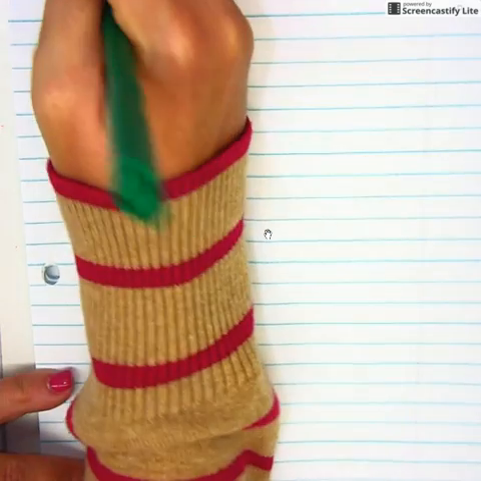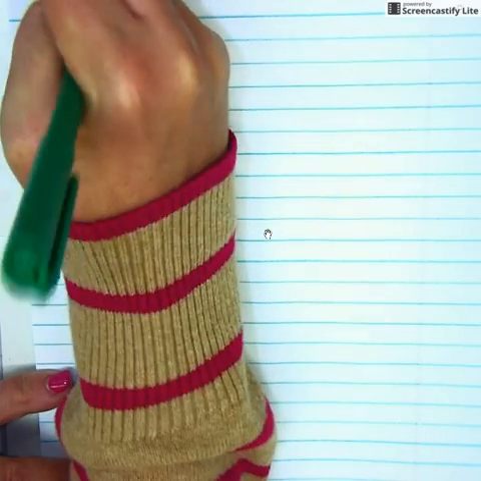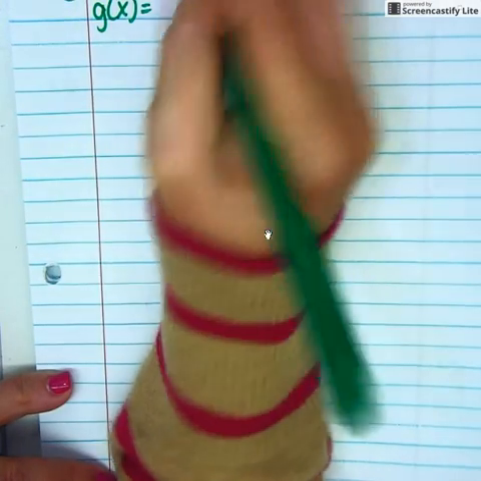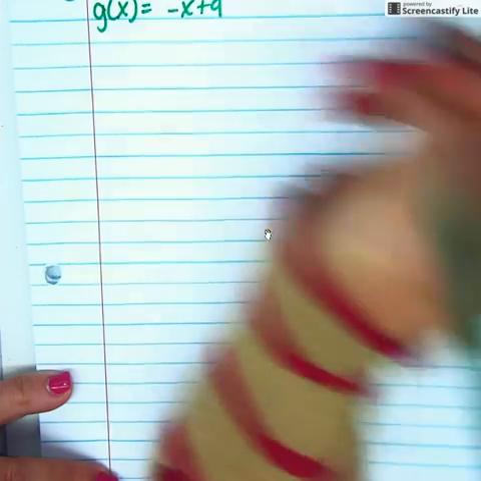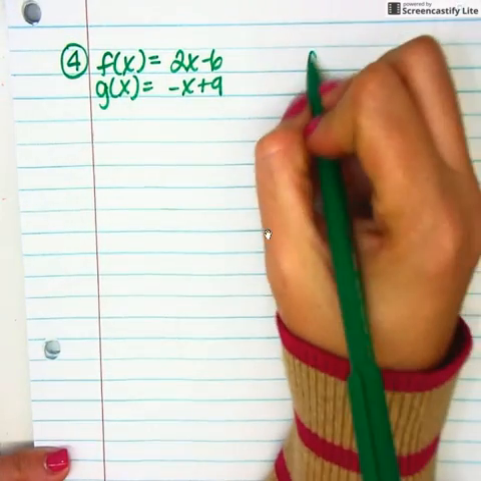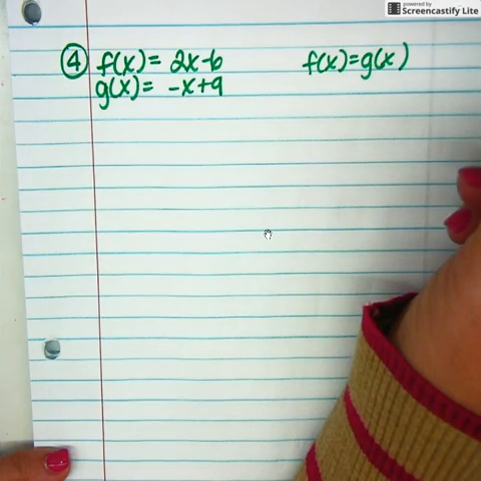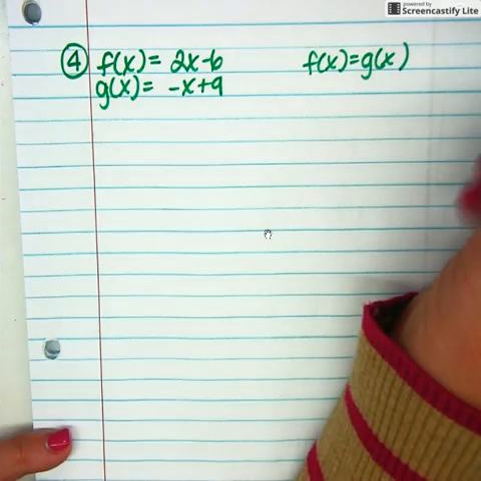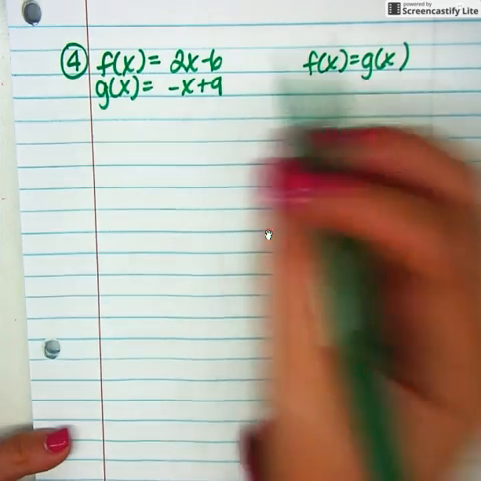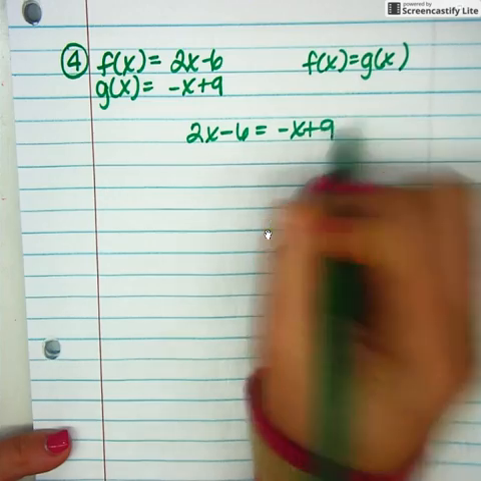Problem number 4 tells you that f of x equals 2x minus 6, and g of x equals negative x plus 9. Ultimately, you want to find out where f of x is equal to g of x. You can do this in the calculator the same way that we did in class, or if it was calculator inactive, you would simply set them equal to one another and solve.